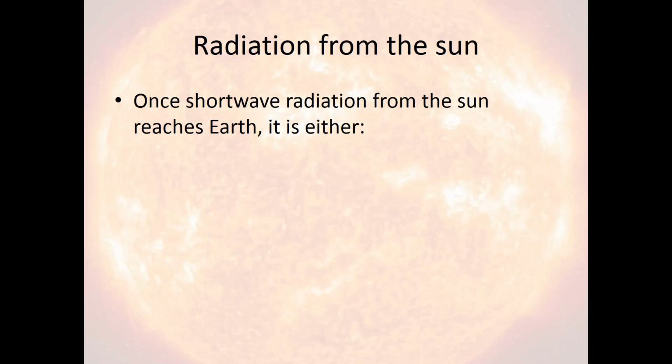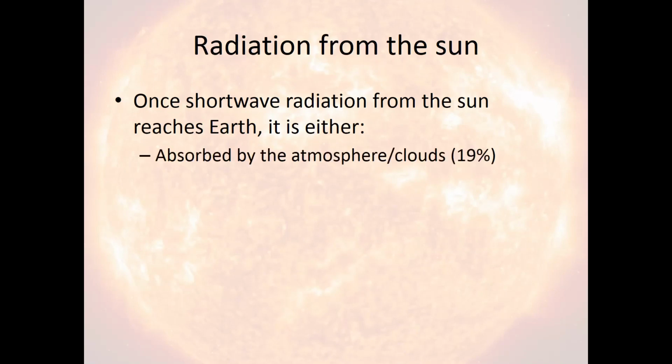So, as far as absorption is concerned, about 70% of the radiation that reaches the top of Earth's atmosphere is absorbed. And it's either absorbed by the atmosphere and clouds, that makes up about 19% of the total solar radiation from the top of the atmosphere, or it's absorbed by the ground, and that makes up 51%. So for every beam of radiation that makes that journey from the sun to the top of the atmosphere, 19% of it will be absorbed by the atmosphere and by clouds, and 51% will be absorbed by the ground.